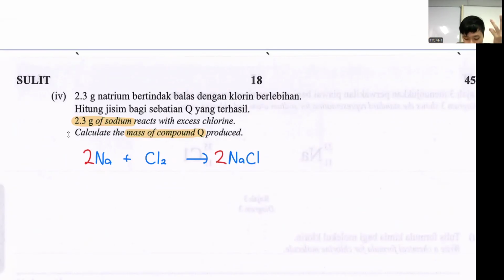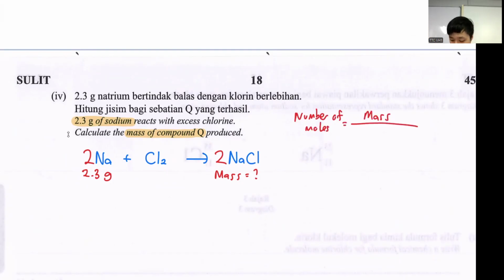Before the first step, write down the information first. Na is 2.3 gram. Mass of compound Q, this compound Q, NaCl, equals question mark. So it's another calculation, same thing, right? You have to apply the formula: number of moles equals mass over molar mass. I see this one already twice in the question, right?